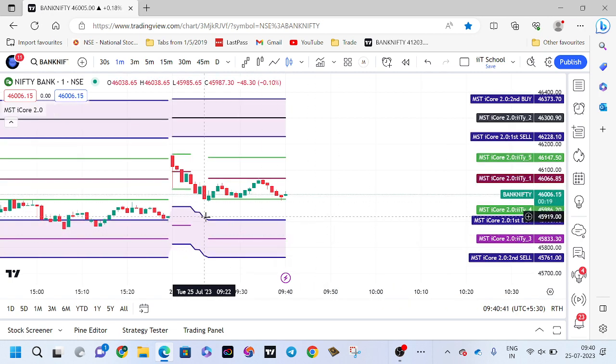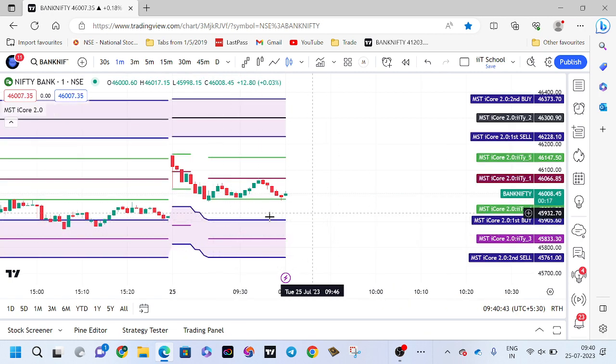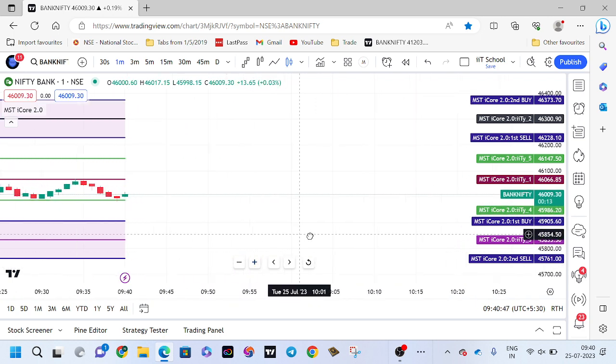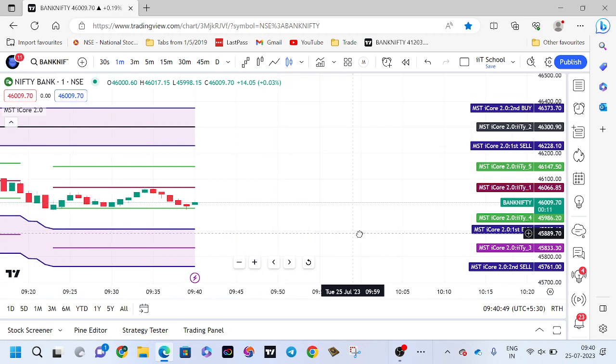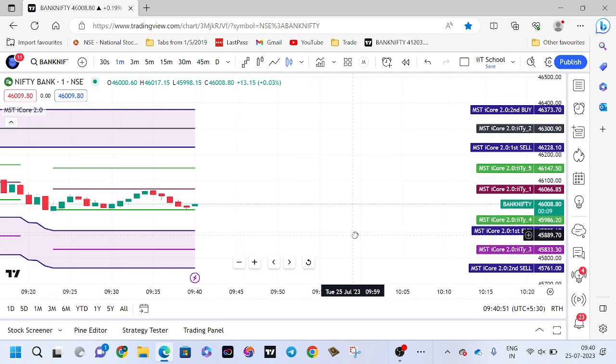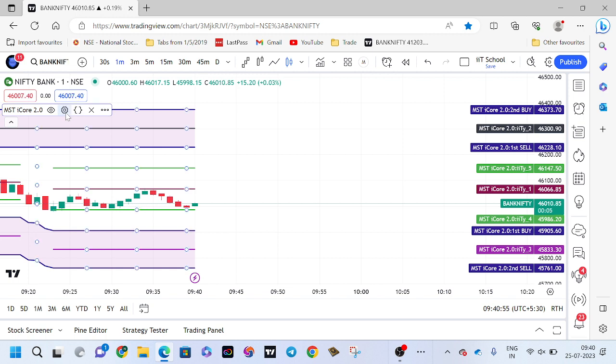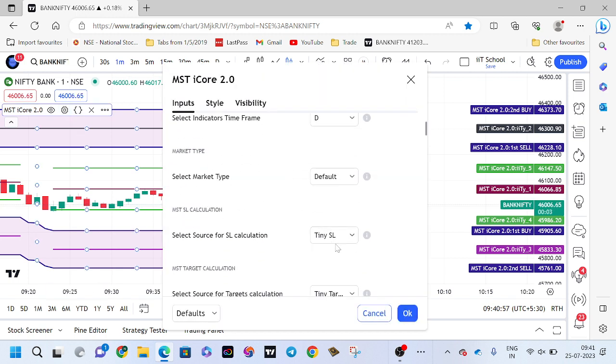Once we get the lines as a continuous straight line, only then we have to start trading. So now our trading setup is ready. If you don't want to give a big SL, then come here and make it a very tiny SL.